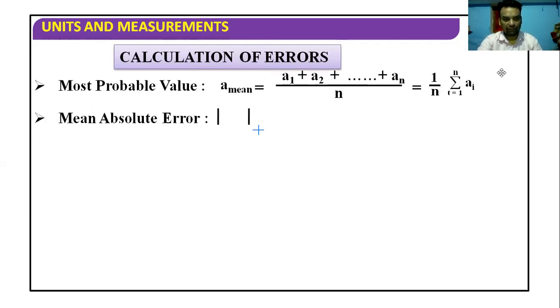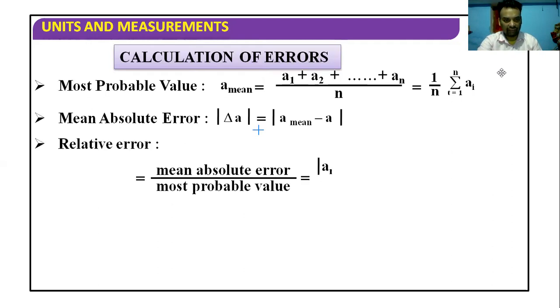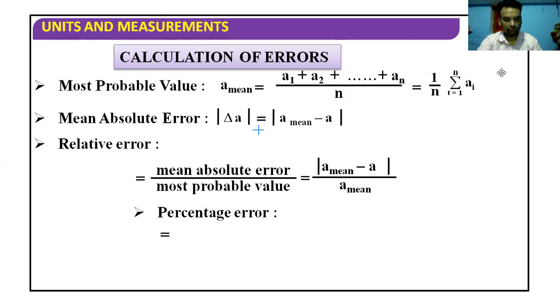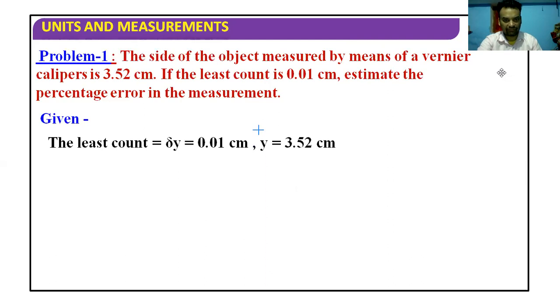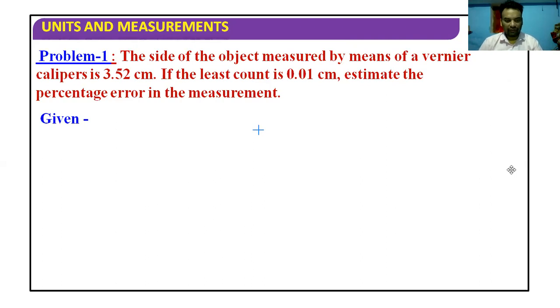So already we discussed, so I will skip this slide. Already all these things, most probable value, mean absolute error, relative error, percentage error, all are already discussed. Now I have one more question for you, a very important question for the competition. So let me take this statement. The side of the object measured by means of a vernier caliper is 3.52 centimeter. If the least count is 0.01 centimeter, estimate the percentage error in the measurement.